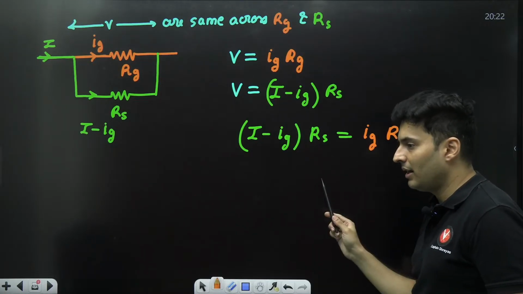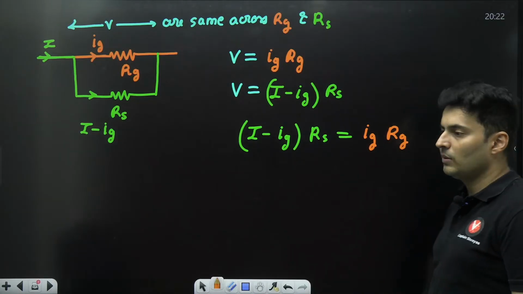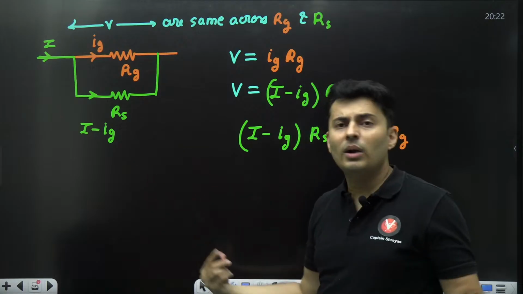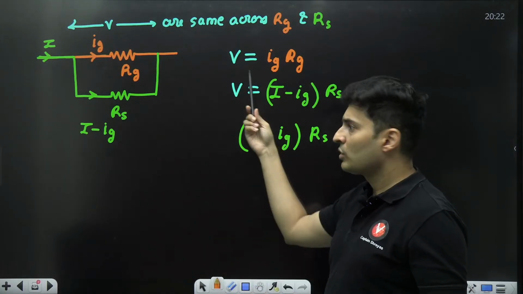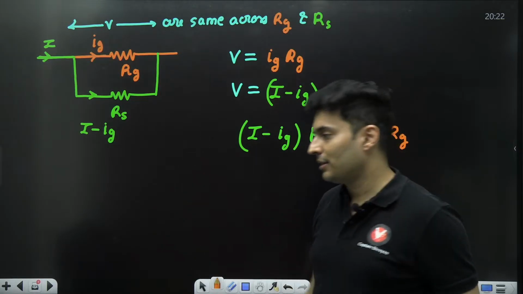Don't sit and learn it by heart. Don't say, sir, I minus Ig into Rs is equal to Ig into Rg. No, don't learn it by heart. Just remember there are two resistors in parallel. So what will be the same? Voltage will be the same. So voltage is IR. That's it. Don't break your head over it.